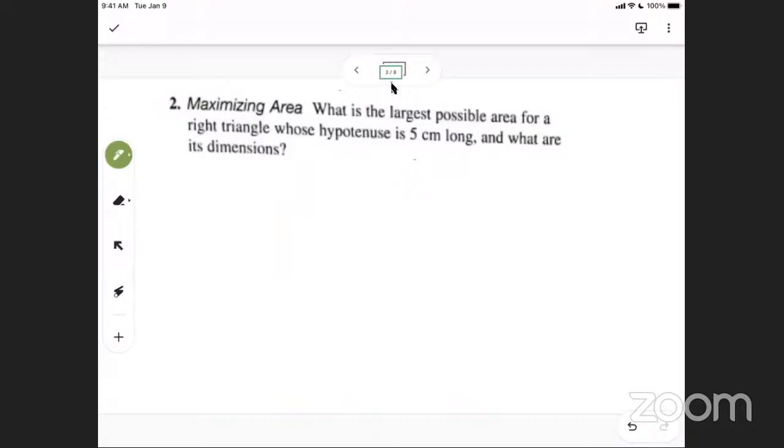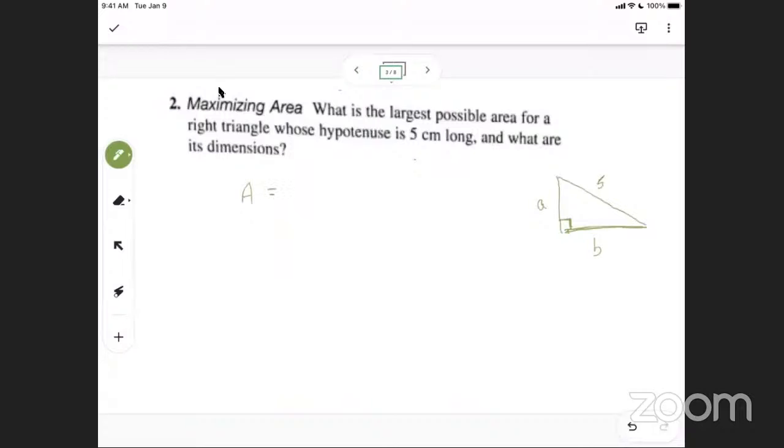All right, what is the largest possible area for a right triangle whose hypotenuse is 5 centimeters long? Well, let's draw it first. So here's a right triangle. Now, I don't know what my x and y are, but I know the hypotenuse is 5. That doesn't change. That's not variable. I'm going to call these A and B, but I know that A and B do change. I'm trying to maximize the area.